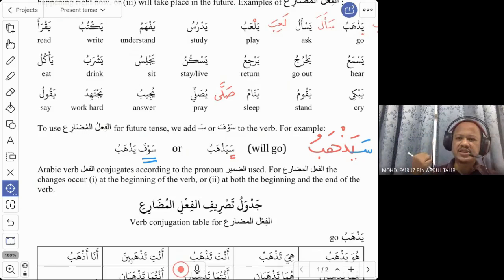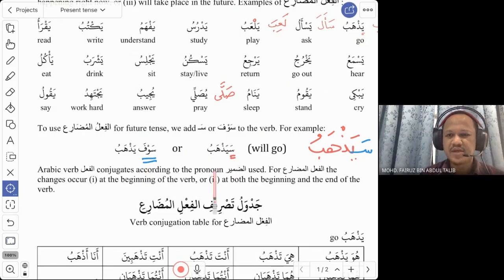What is the difference between sa and saufa? When I say sa, normally it is for the near future, maybe tomorrow. For example, just now I asked you to send your video, so you say, I will do: sa azhabu. So when you say sa, it means that you will do it maybe today, maybe tomorrow. But if you say saufa, then you will do it maybe after a month, maybe after a year, maybe Allahu a'lam, you will do it, but when, I don't know. So this is the difference between sa and saufa.